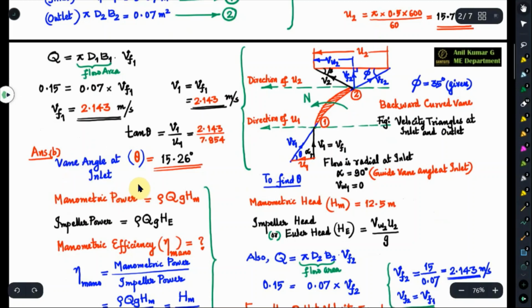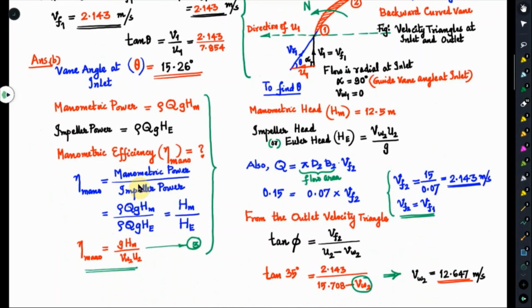Now the next is we have to find out the manometric efficiency. What do you mean by manometric efficiency? It is the ratio of manometric power to the impeller power. Impeller power is also called Euler power. Impeller power or Euler power represents the theoretical power which is impressed upon the liquid by the rotating impeller.